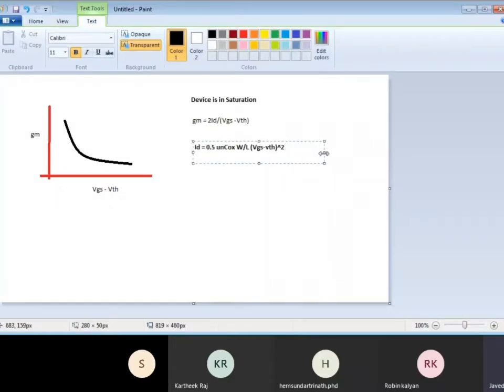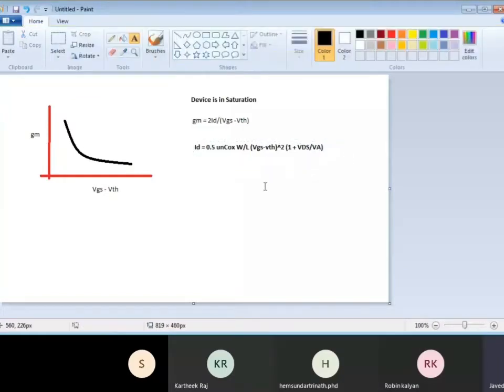Another thing that we have not used here is 1 plus VDS by VA. Okay, so this is the effective current equation that we are going to see. Now, what happens when you have this kind of a scenario?